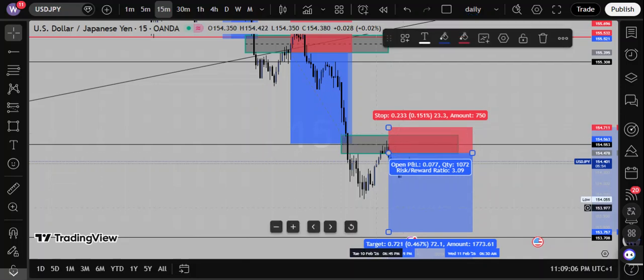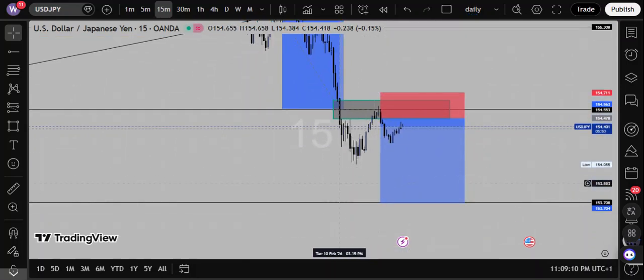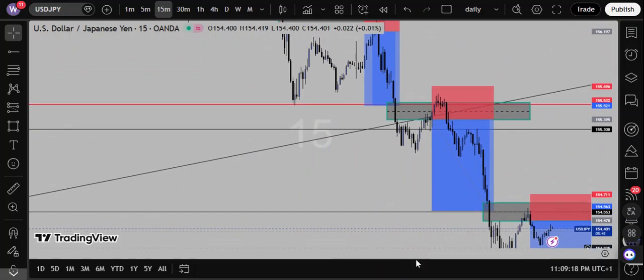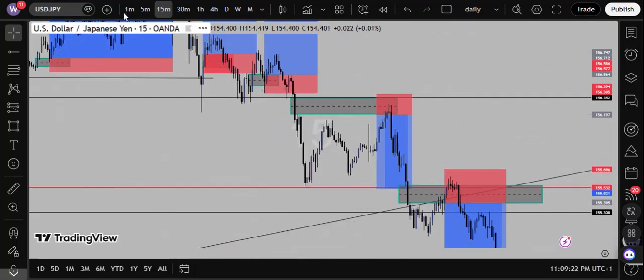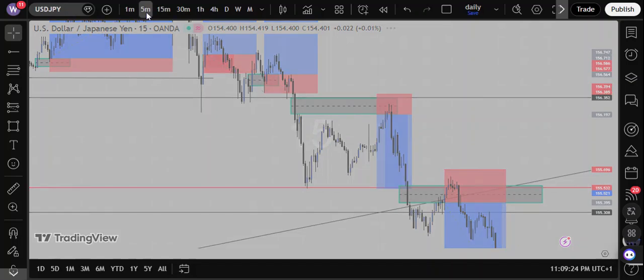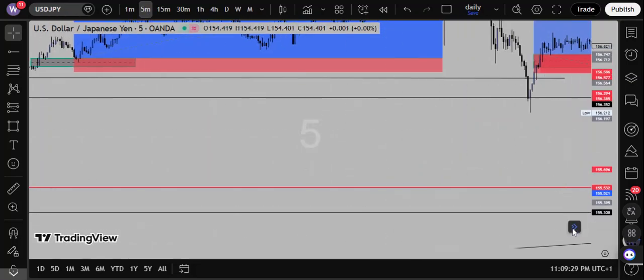So our entry, where will be our take profit? The next liquidity area. So this is how we keep making money, right? This is how we keep making money back to back. You see how we are going to enjoy this trend on to the last zone. So this is top-down analysis using fair value gap, using liquidity concept.